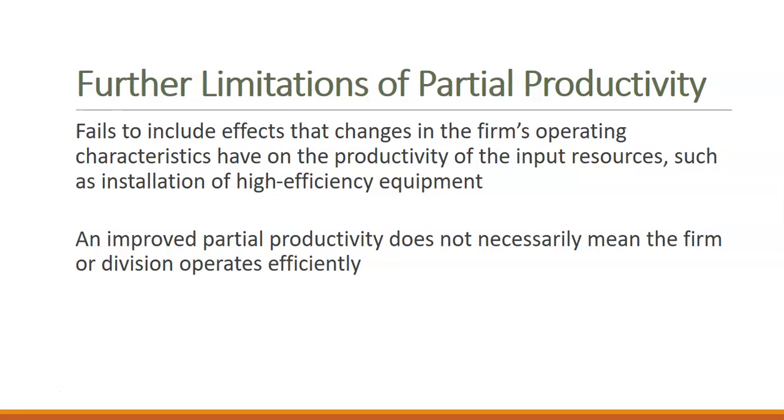So that goes back also to the previous slide where we have the limitation in not taking into effect anything in the manufacturing, any changes in the manufacturing environment. Improved partial productivity does not mean that the firm or division is operating more efficiently. It just means that they had a partial productivity change.